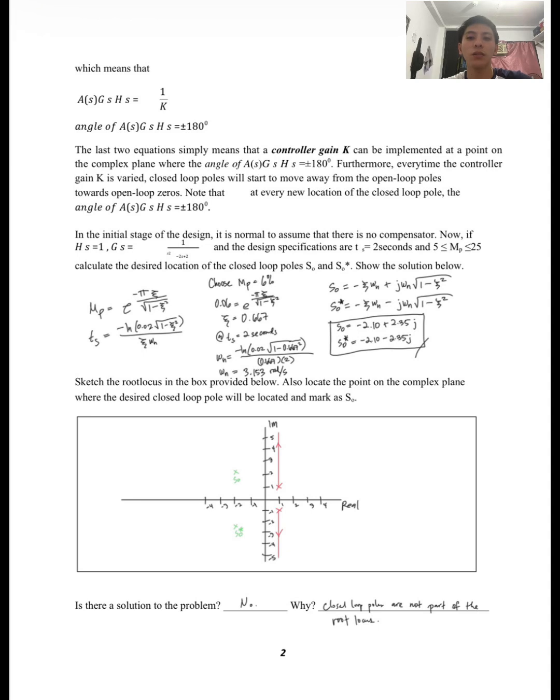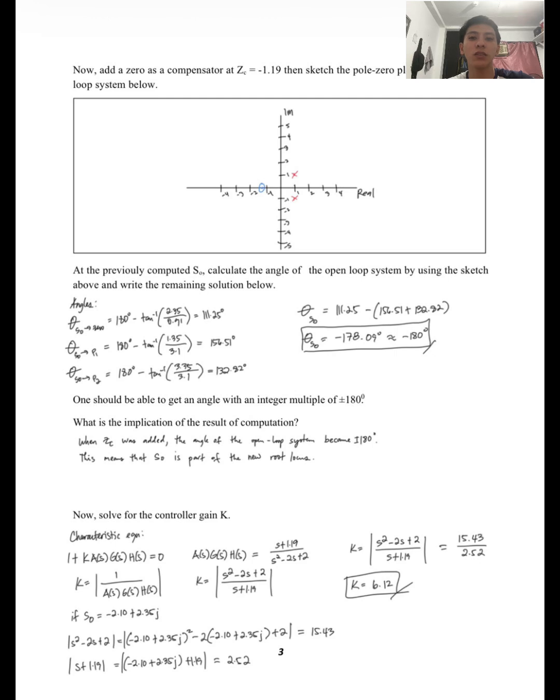The page also explains that for a point to belong to the root locus, the angle of A of S times G of S times H of S must equal plus or minus 180 degrees. This condition is important in determining whether the desired pole location is achievable.